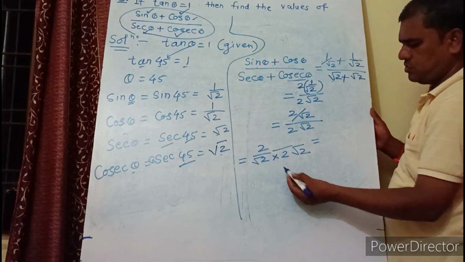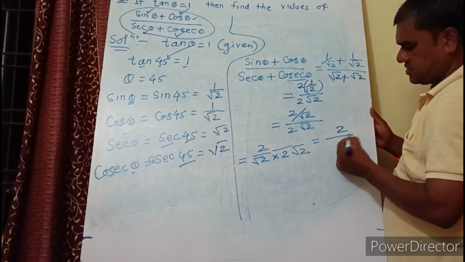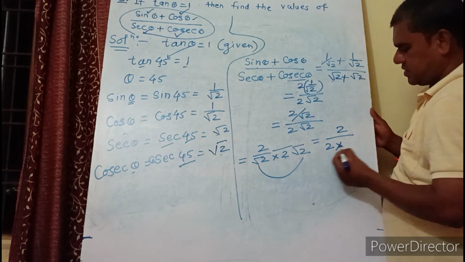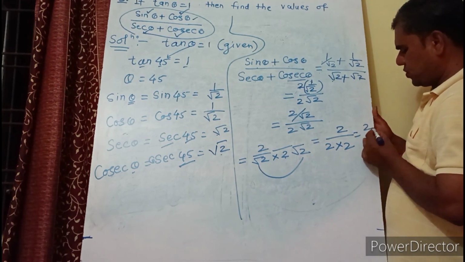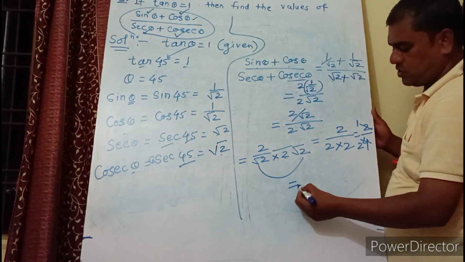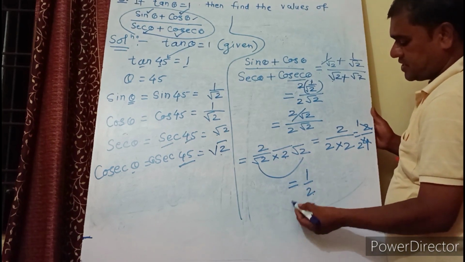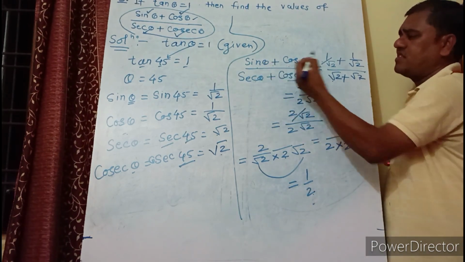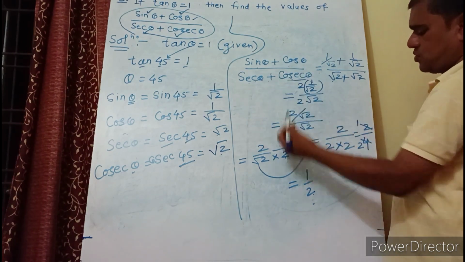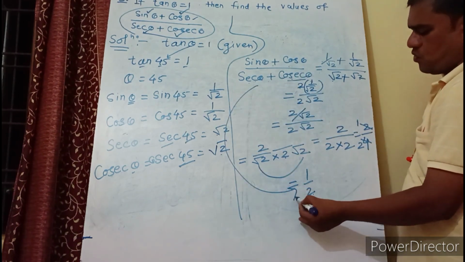That will be equal to 2 by root 2 into 1 by 2 root 2. Now this will be 2 as it is, and root 2 into root 2 is 2, and 2 into 2 is 4, so 2 by 4, that is equal to 1 by 2. So we get the value of sin theta plus cos theta divided by sec theta plus cosec theta is equal to 1 by 2.